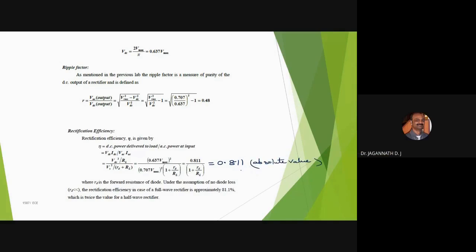And if you convert it into percentage, it will be 81.12%.